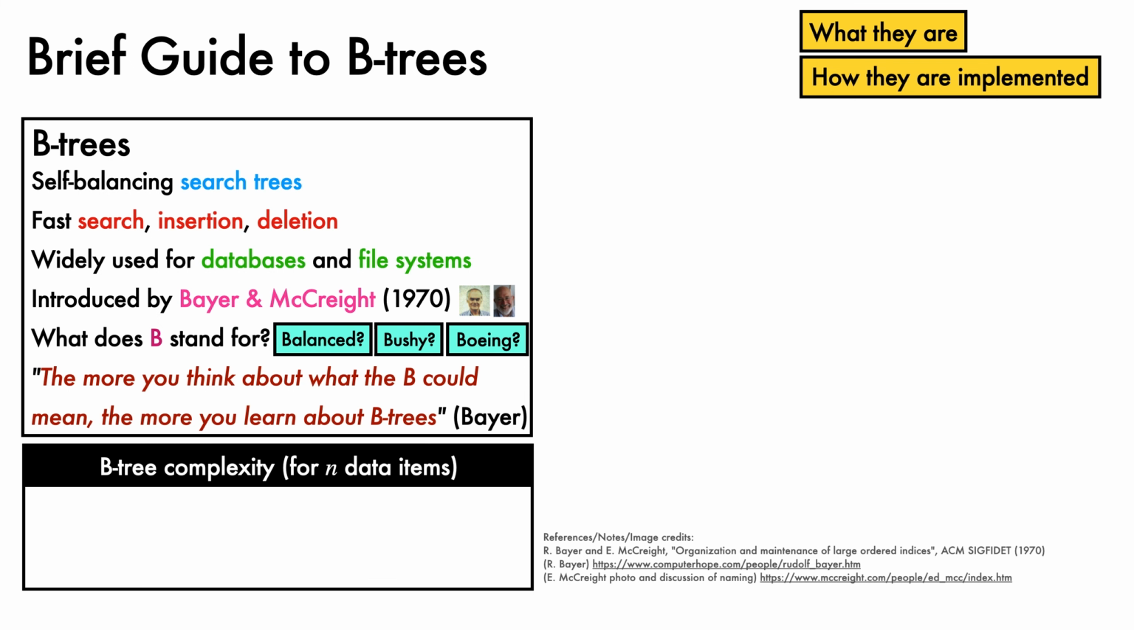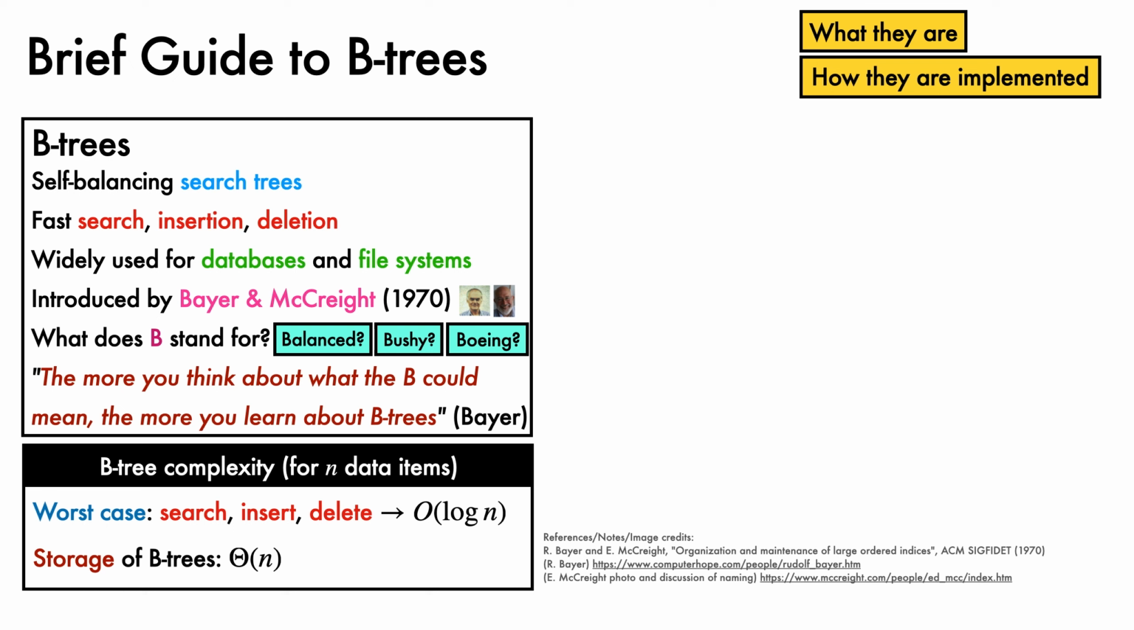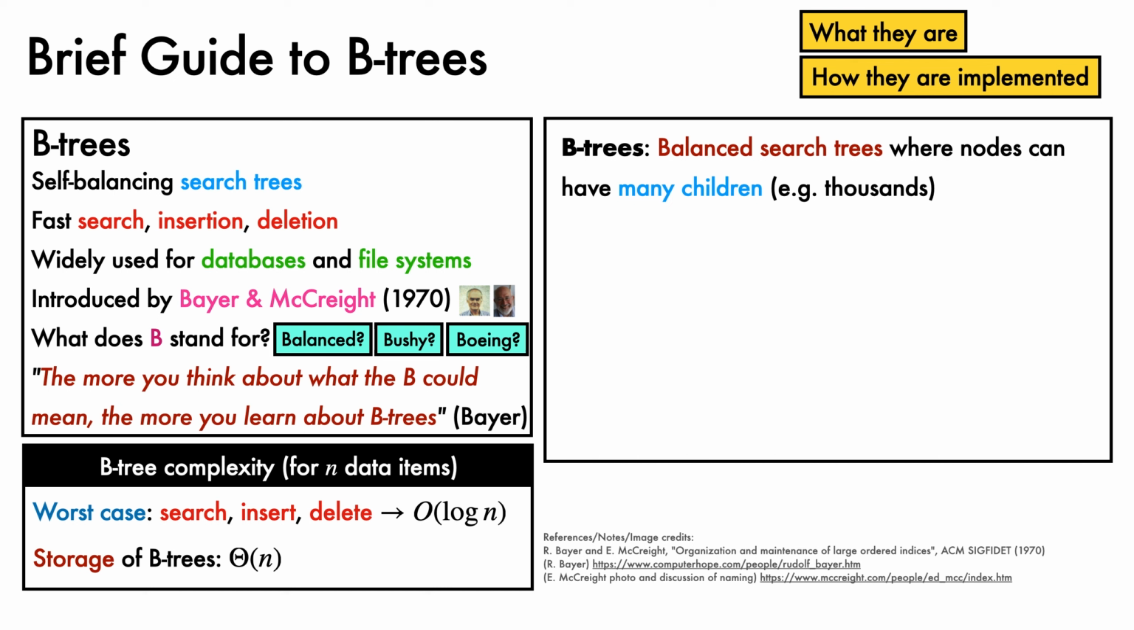From the perspective of complexity, the self-balancing nature of B-trees means that their worst-case runtime for search, insert, and deletion is big O of log n. The storage costs of B-trees grow linearly with the number of stored data items. B-trees are balanced search trees, where nodes in the tree can have many children, for example, thousands of children, rather than the pair of children seen in various binary search tree data structures.